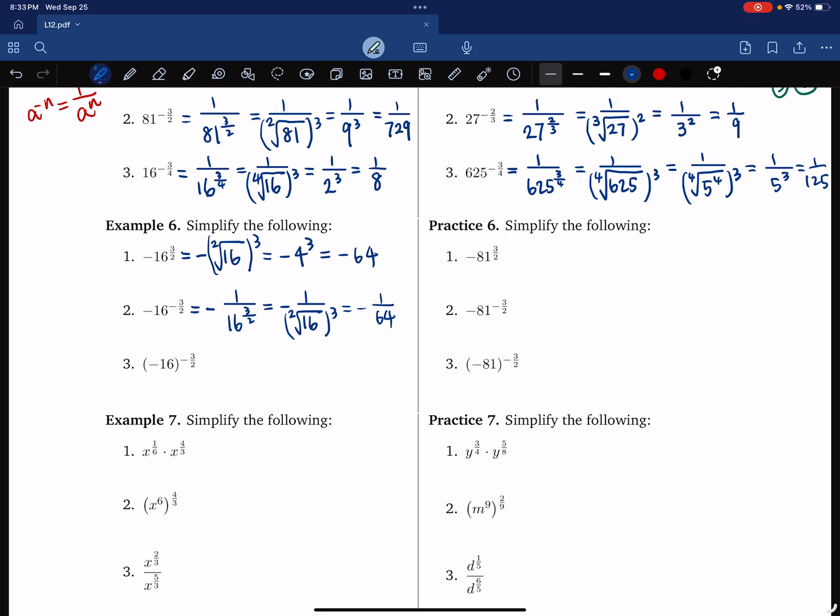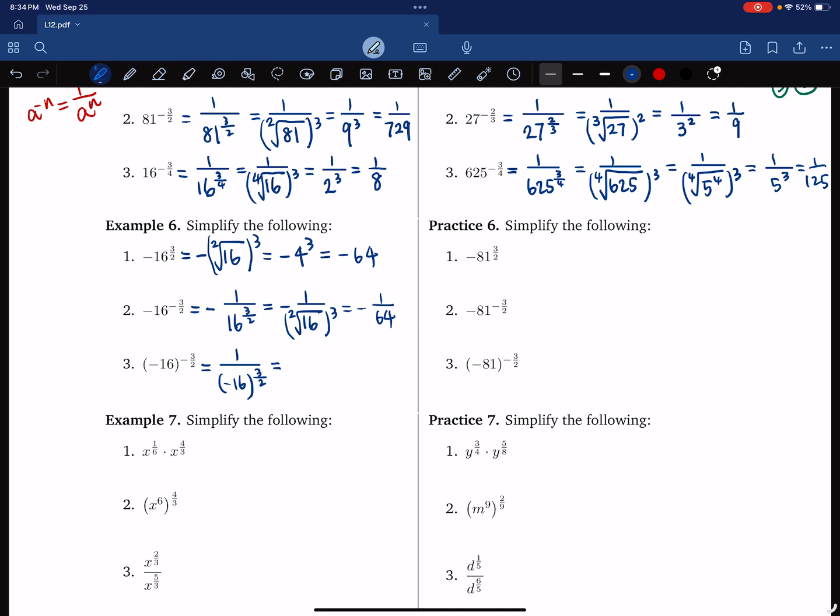All right, number 3. Number 3, same thing. We have a negative exponent, but this time we do have parentheses, which means we will take the reciprocal of the whole thing. So it's 1 over 16 raised to the power of 3 over 2. Negative 16. Let's redo this. So we will treat negative 16 as the base. It's 1 over parentheses negative 16 raised to the power of 3 over 2.